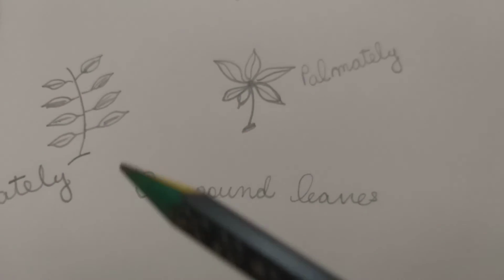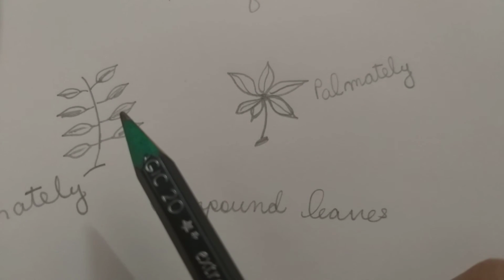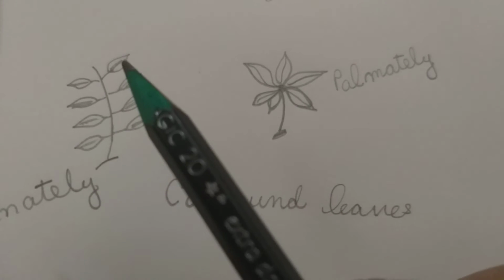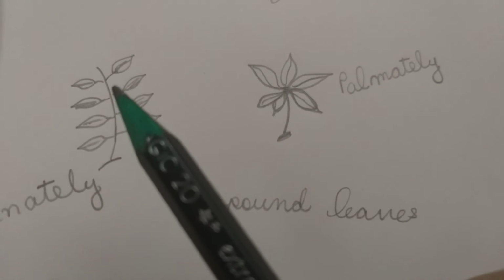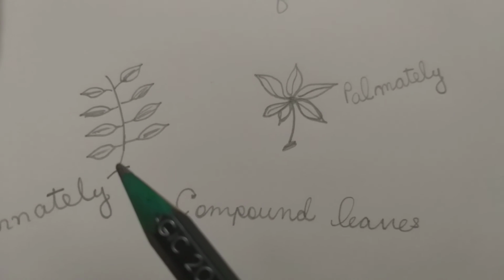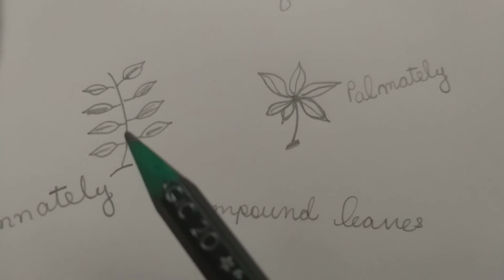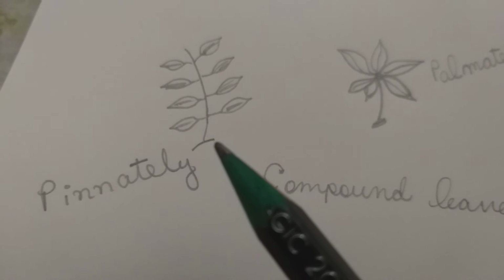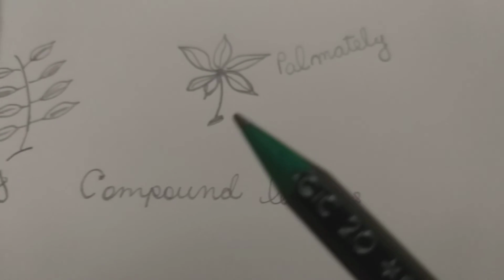These are the compound leaves. These are the leaflets, the small leaflets. This is the midrib or rachis. And these are the leaflets. This is pinnately compound leaf.